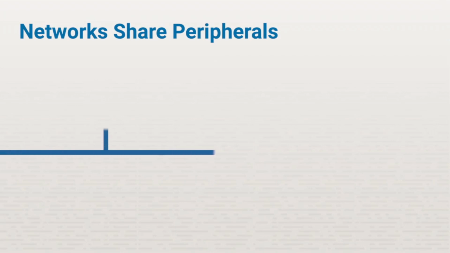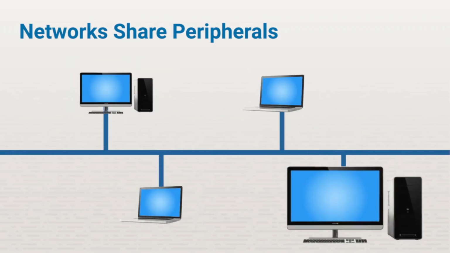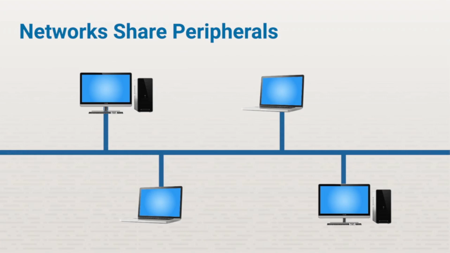Networks are expensive to set up, and they're really expensive to maintain. You might be asking, why on earth would a company go through all of this expense to have one? The key thing to remember is that usually networks actually save an organization money in the long run. For example, networks allow users to share peripherals.